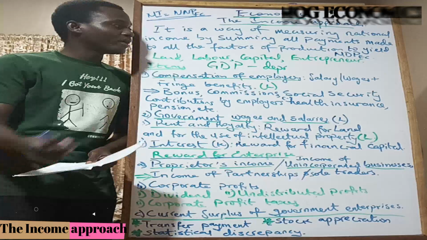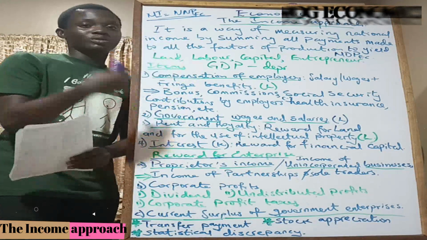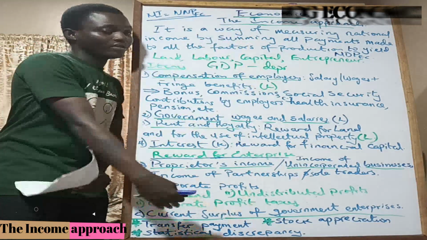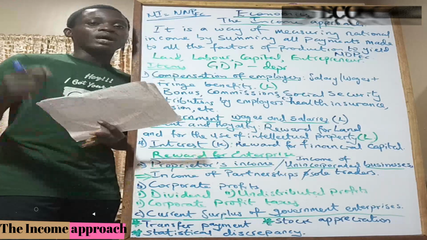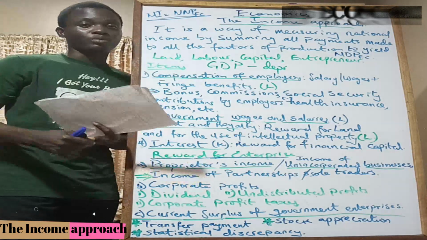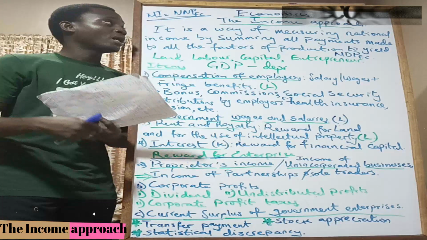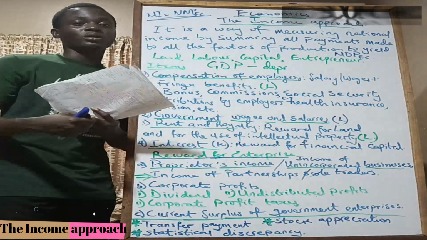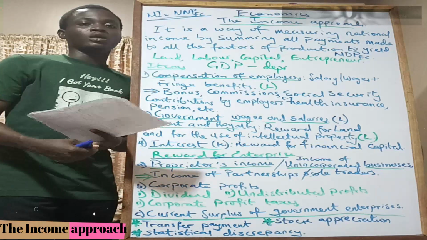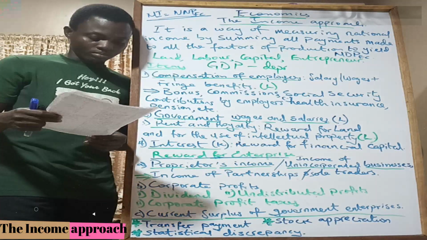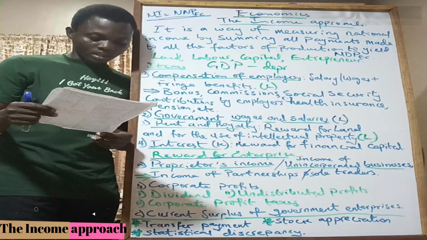So how do we convert the income approach to national income? You add everything together, get your NDP at FC, add statistical error, add net income from abroad, remove stock appreciation, and then you're going to be getting NNP at factor cost. Yeah, so that's about that.